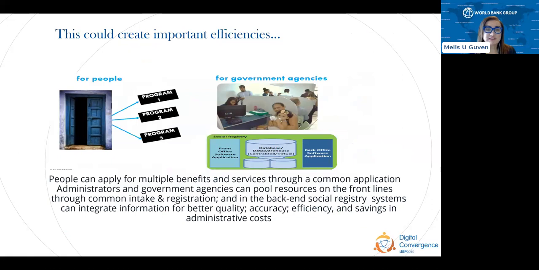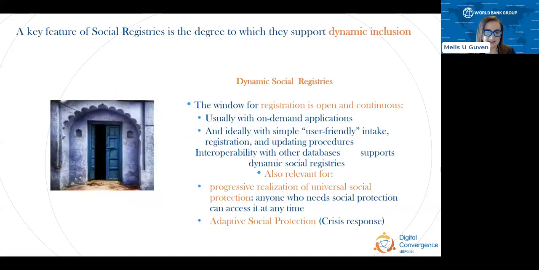So then what would this look like for people? It would be so much simpler. They can apply for multiple benefits and services through a common application. For administrators and government agencies, on the other hand, they could pool resources on the front lines through common intake and registration. And in the back end, social registry systems can integrate information for better quality, accuracy, efficiency, and also savings in administrative costs as well. Next slide, please.